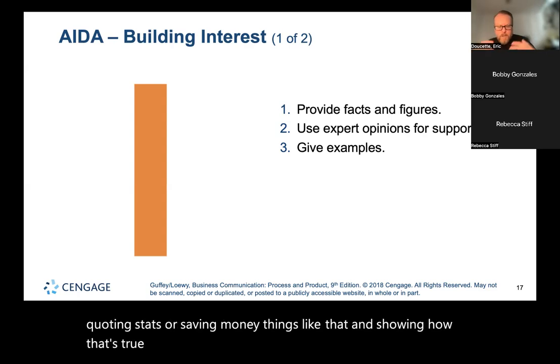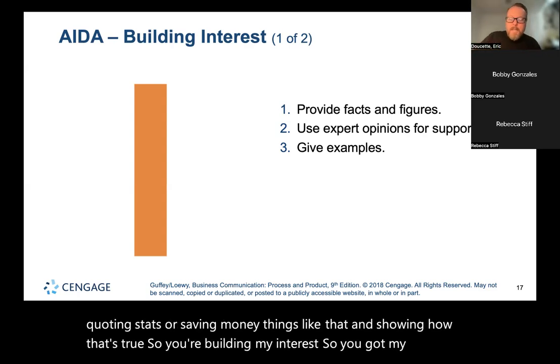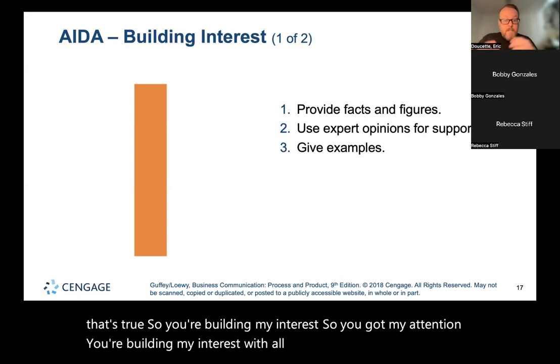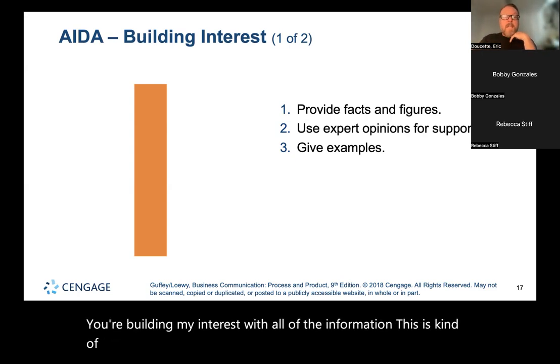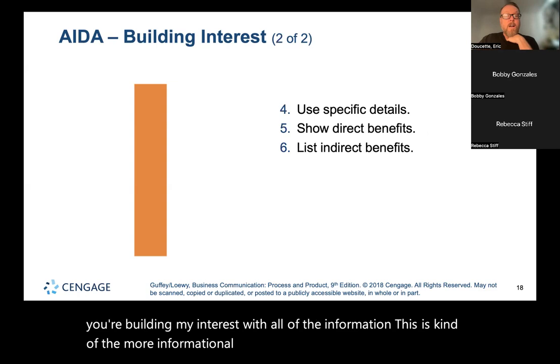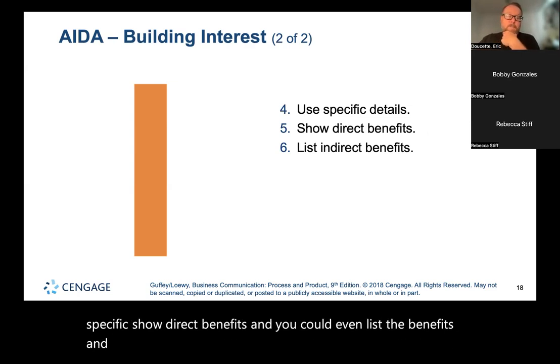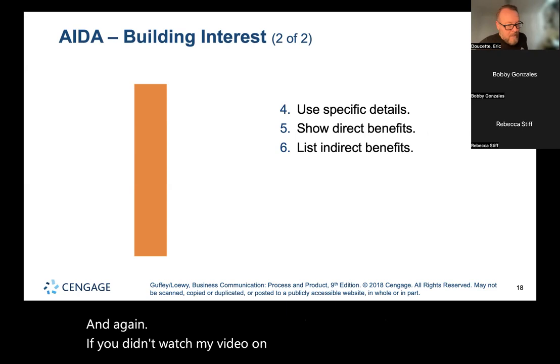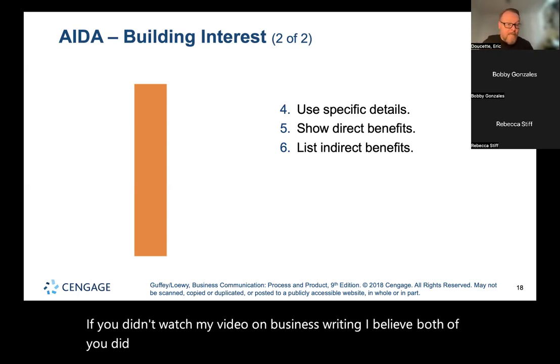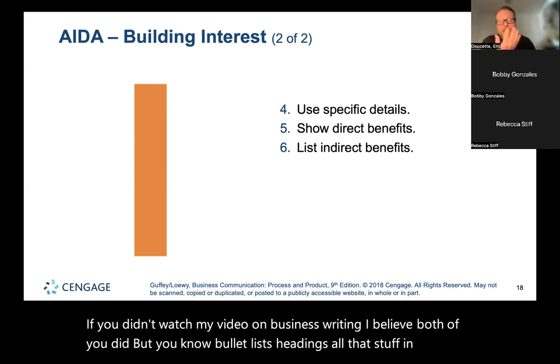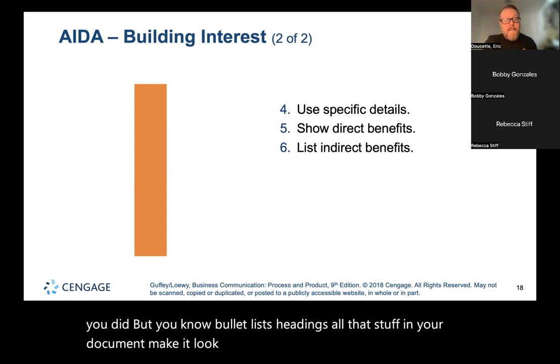So you're building my interest. You got my attention, and you're building my interest with all of the information. This is the more informational section of your document. Again, be specific, show direct benefits, and you could even list the benefits. And if you didn't watch my video on business writing, I believe both of you did, use bullet lists and headings. All that stuff in your document makes it look really beautiful and appealing to the eye.